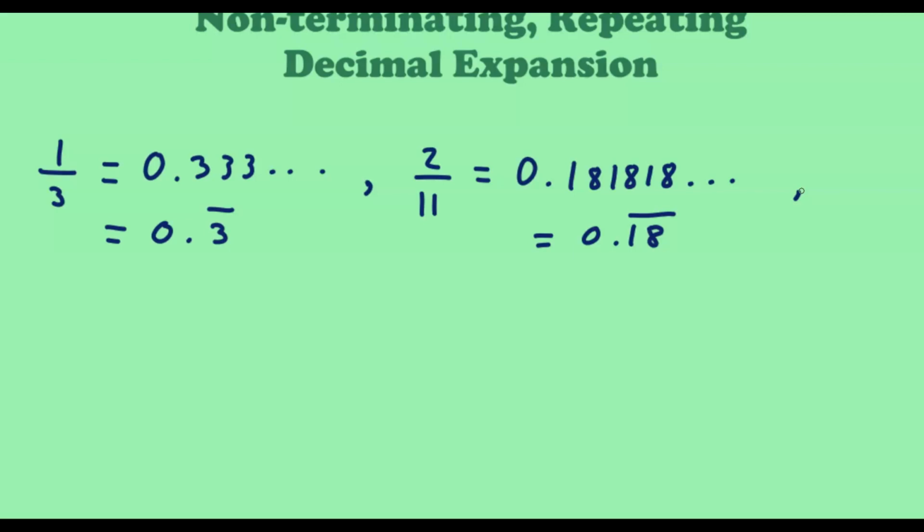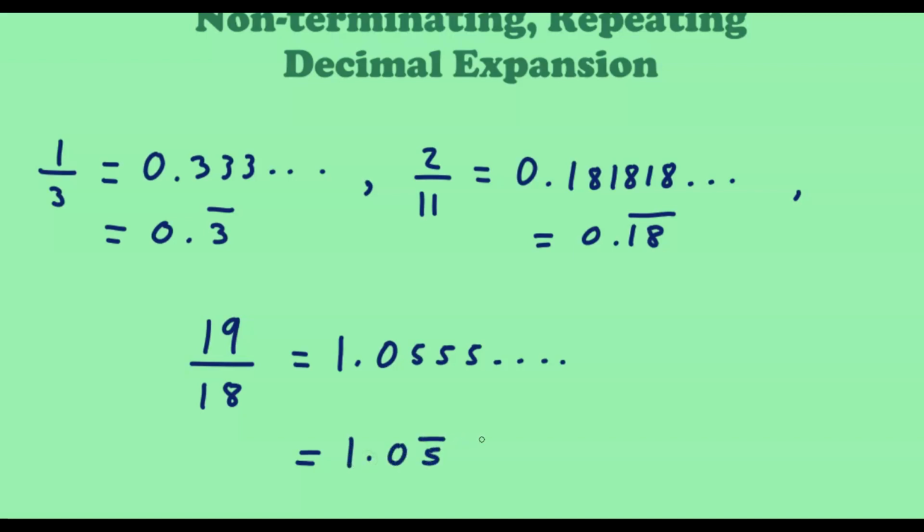Now we can consider another example, 19 divided by 18. If we consider the decimal expansion for this number, we will get 1.0555, and this continues on forever. So we write that as 1.05 with a bar on top of the 5 to represent the fact that the digit 5 keeps on repeating forever. So these are all examples of rational numbers with non-terminating repeating decimal expansions.